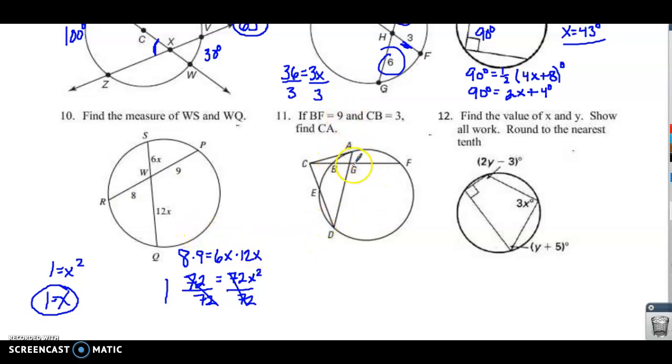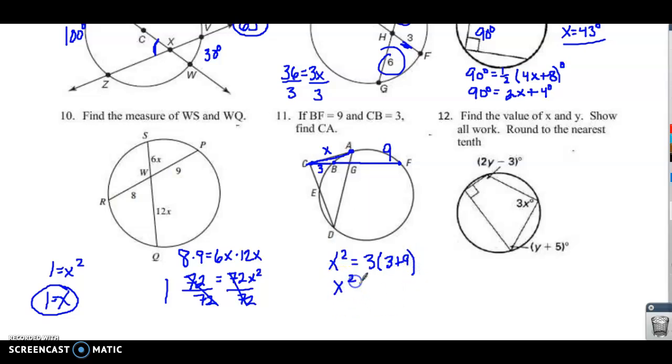If BF equals 9, so from B to F, 9 units, and CB is 3, so we've got C to B here, 3, and we need to find CA. We're trying to find this, we'll just call it X here, it's an unknown. Well, what we can do is outside squared, or the tangent squared, equals the outside times the whole, which would be 3, times the whole would be 3 plus 9, which is, of course, going to be 12.